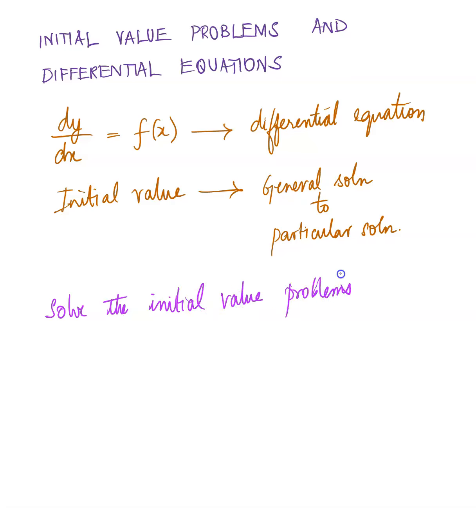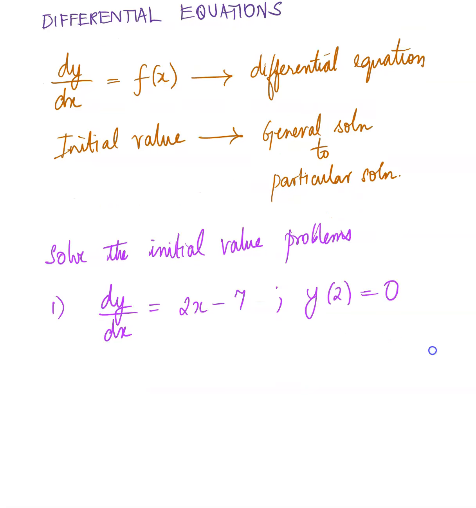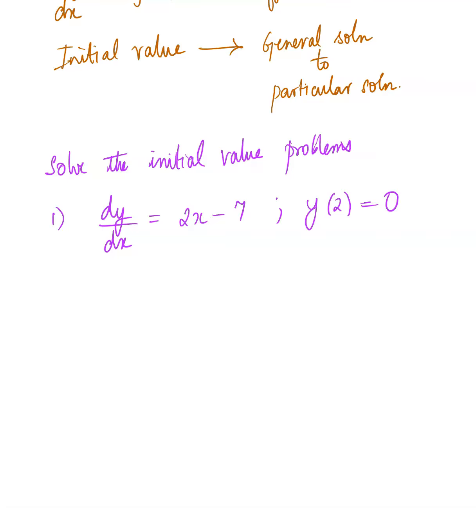Problems. We'll just do a couple of them. The first one is given to be dy over dx equals 2x minus 7, and the initial value is y of 2 equals 0. This is very similar to the one we did previously. If you recall, we said capital F of 1 is equal to negative 1, and we found the c. So it's a similar approach. We're basically finding the c to give a specific equation.